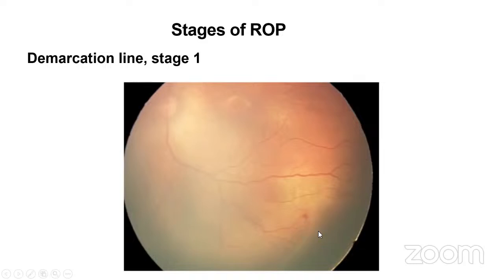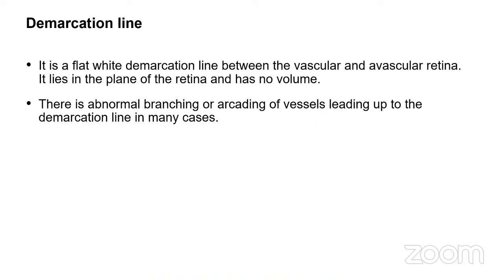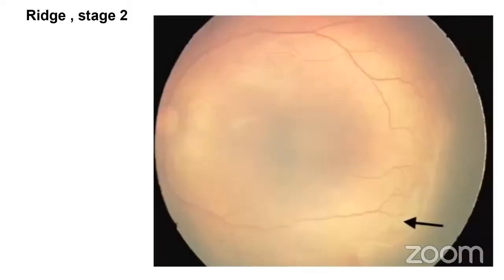So basically, anterior to this line there is avascular retina. Posterior to this line is the vascularization of the retina. So this line is the demarcation line. It is a flat line between vascular and avascular retina. So coming to stage 2, it is called the ridge.